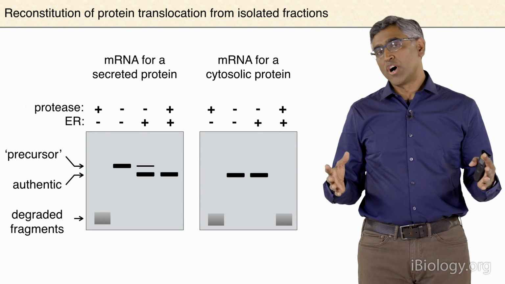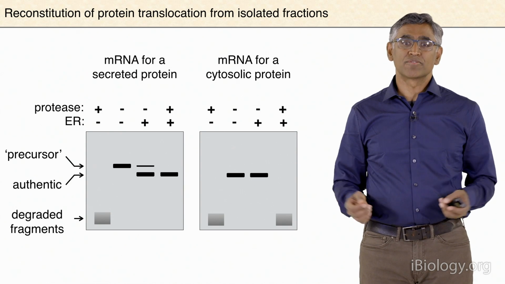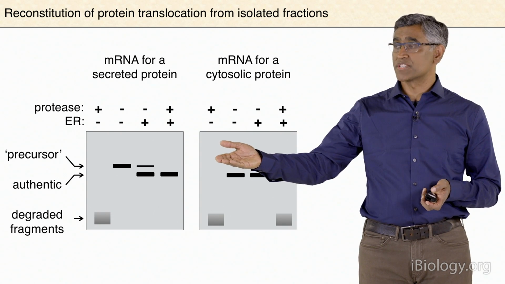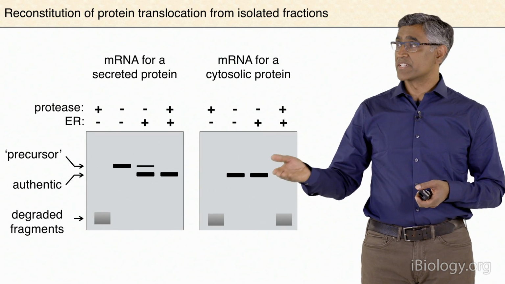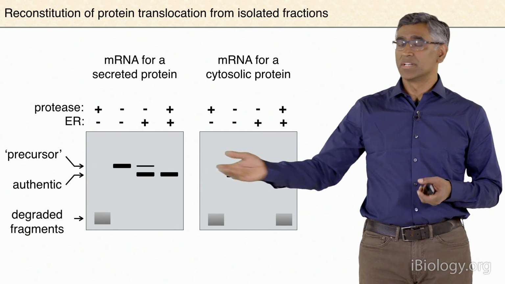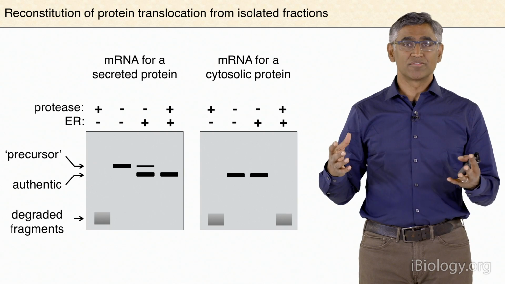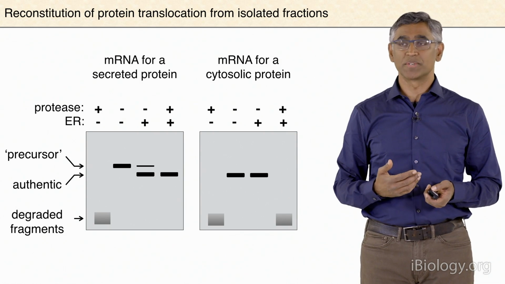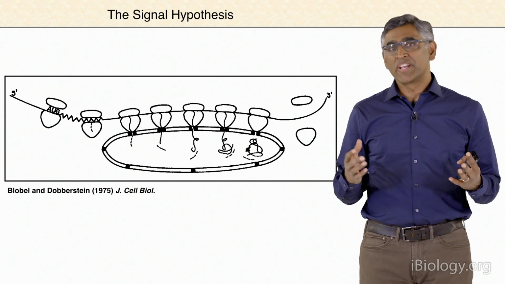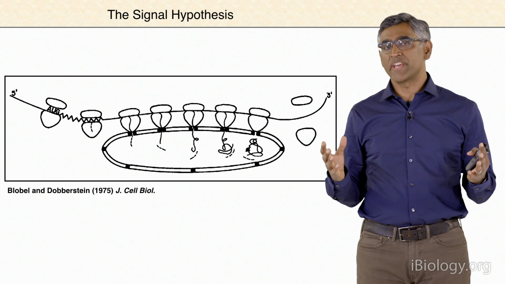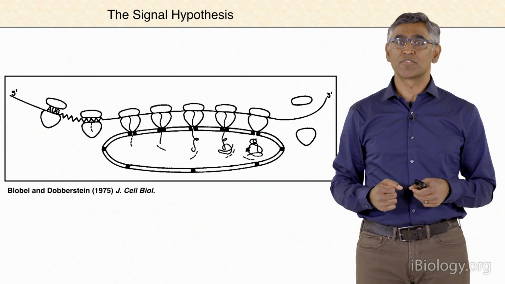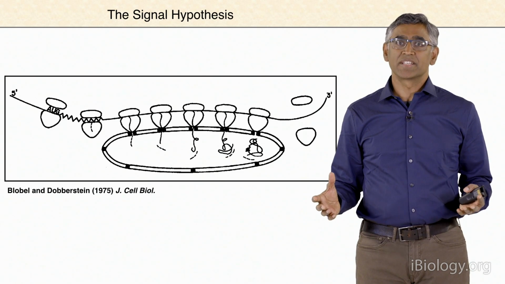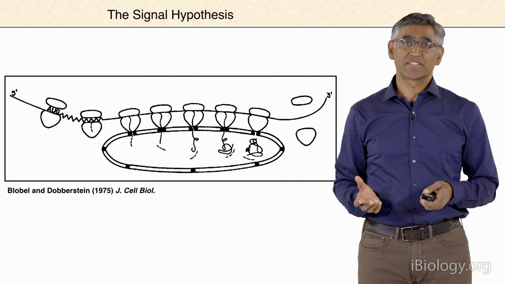So this, along with a number of other pieces of information, for example, the fact that it takes time for this larger product, which they suspected was a precursor, to get converted into the smaller product over here, led them to propose a model for how a protein might get imported from the cytosol into the ER lumen. So here's a picture of what they imagined was happening. This is a figure taken from their 1975 paper, and this overall idea is referred to as the signal hypothesis.